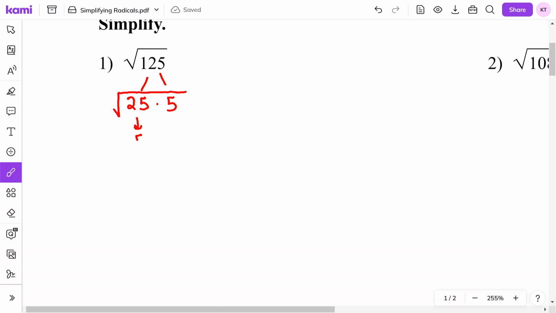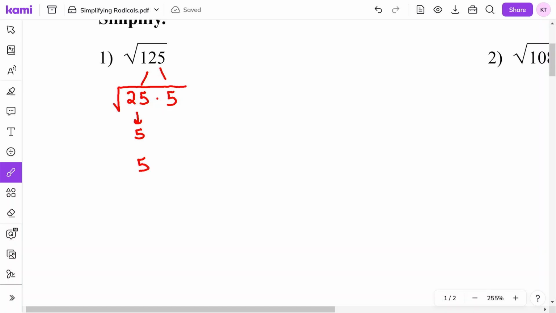This will turn into a 5. And then 5 is not a perfect square, so I'm just going to have to leave that one as it is. So this will just end up being 5 root 5. And so that would be my answer for number 1.